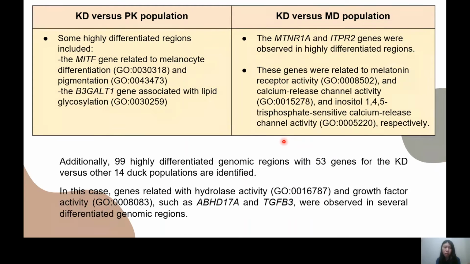In the KD versus PK population, some highly differentiated regions included the MITF and B3GALT1 genes. Meanwhile, in the KD versus MD population, the MTNR1A and the ITPR2 genes were observed in highly differentiated regions.